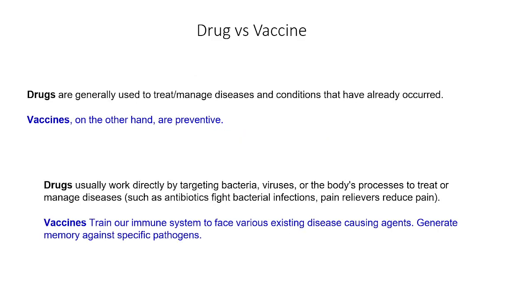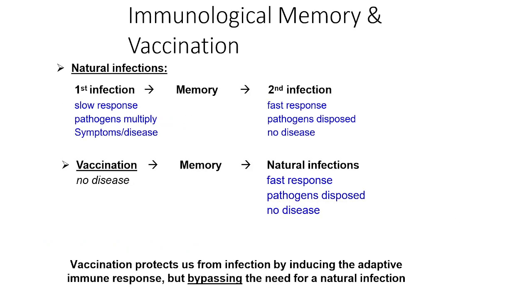Now, a little bit on drugs versus vaccines. Drugs are used to treat and manage diseases and conditions that have already occurred. Vaccines are preventive. Drugs usually work directly by targeting the bacteria, virus, or the body's processes to treat or manage the disease. But a vaccine trains our immune system to face various existing disease causing agents and generates memory against the specific pathogens. So the first infection is a slow response. Pathogens multiply, symptoms arise, disease occurs, then it leads to memory. In the second infection, there is a fast response. The pathogens are disposed of and there is no disease. That's about the drug. But for vaccination, there is no disease.